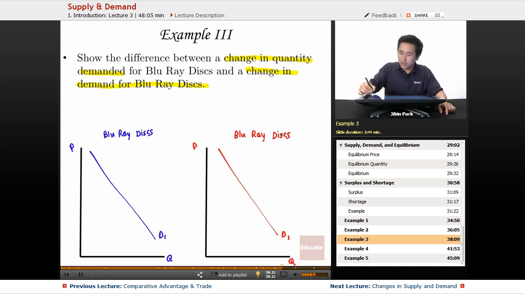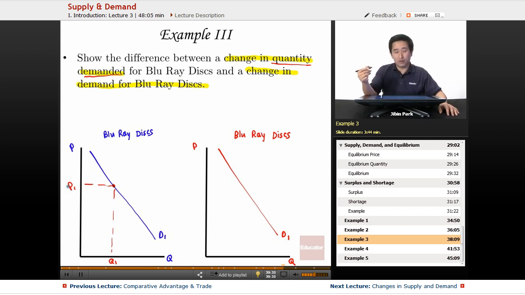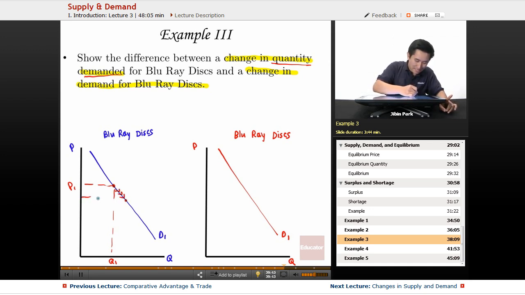So a change in quantity demanded. What does it mean, a change in quantity demanded? So let's say this is P1 here and Q1 here. If you lower the price of a Blu-ray disc from, let's say, $20 to $15, the key word here is ceteris paribus. So let's say you don't change anything else. What happens to the quantity demanded? The quantity demanded is going to increase from Q1 to Q2. So here, from point A to point B, this is a change in quantity demanded.